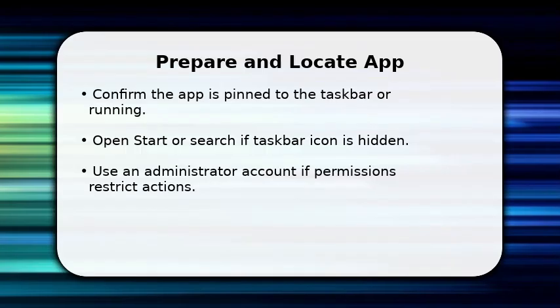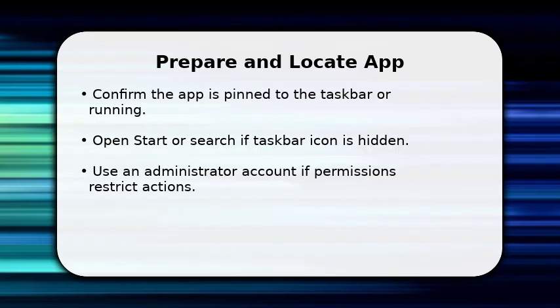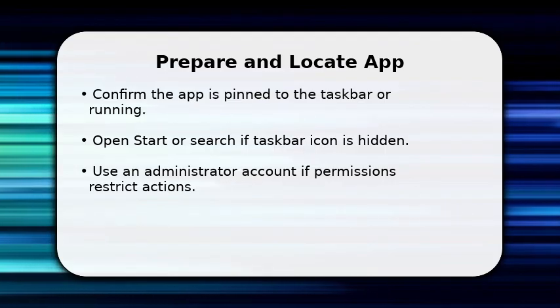You start by confirming the app appears on the taskbar. This ensures you have a handle to drag. If the icon is hidden, open Start and search for the app so you know its exact name. Make sure you're using an account with permissions, otherwise Windows can block shortcut creation.